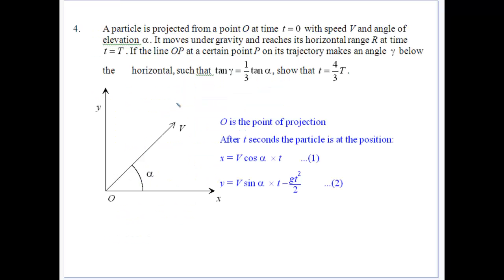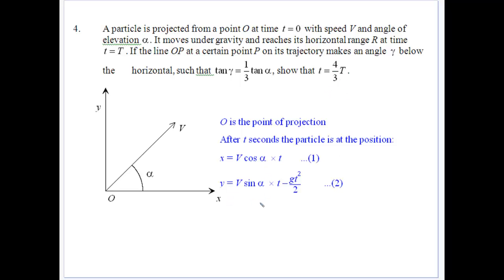And question 4 here, we've got a particle that's projected from 0 at time t equal to 0, speed v at an angle alpha, and it moves under gravity, reaches its horizontal range at time T. So if the line OP at a certain point of it makes an angle gamma below the horizontal, so it goes past the horizontal, and such that we get tan of gamma is equal to 1/3 of tan of alpha. Show that time must be equal to 4 on 3 T.